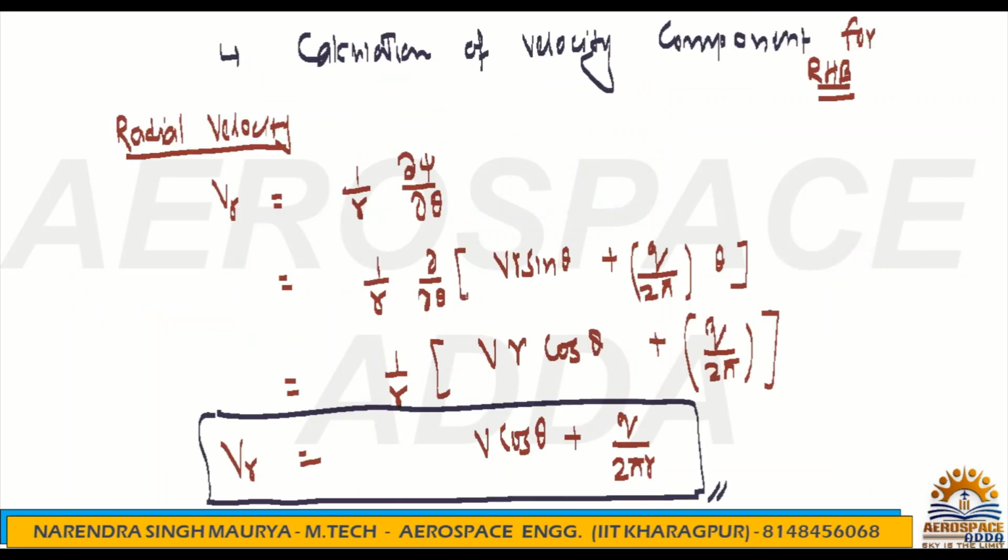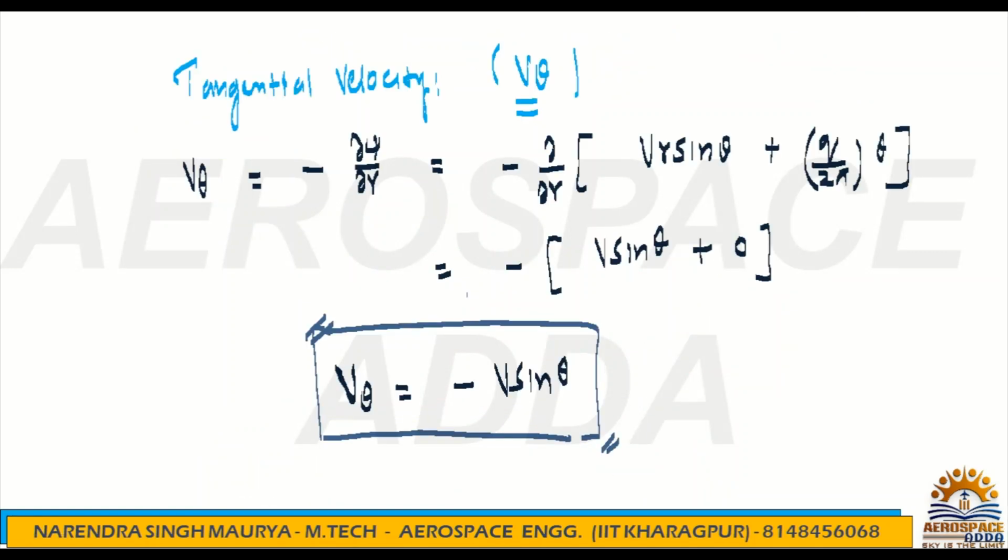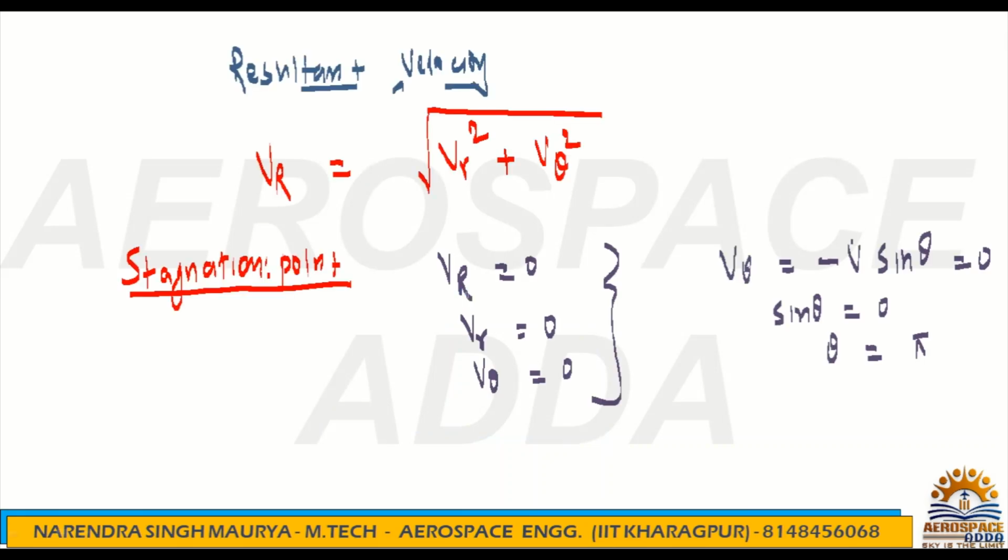At the stagnation point, this can be asked for 1 mark. For Rankine half body, at the stagnation point, theta will be 0, 90, 180, or 270. What is the correct answer? Theta will be 180. Just now you have proved. If you are proving something, that is one thing, but physically by the diagram also you have to imagine, so that will be more clear in your mind and you can remember it that way. So it's very clear, theta becomes pi.